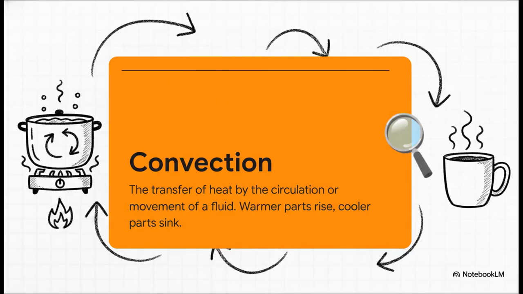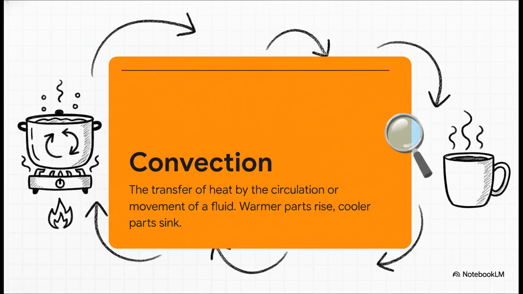Next up is convection. This one happens in fluids. And remember, in science, fluids means liquids and gases. A perfect real-world example is an engine's cooling system. Coolant gets pumped into the hot engine, and as it absorbs heat, it gets warmer and less dense, so it rises and flows to the radiator. Then, cooler air blows past, cools the fluid down, making it denser, and it sinks back toward the engine to start the whole cycle over.